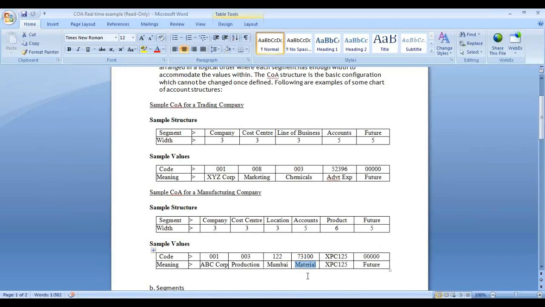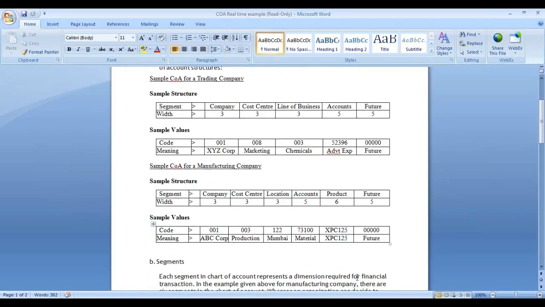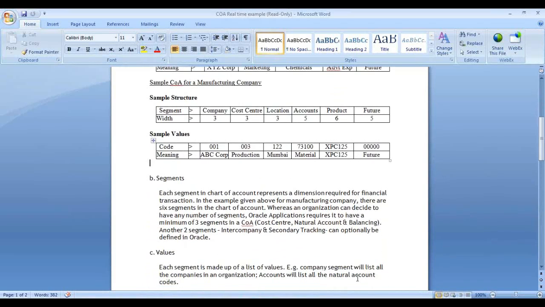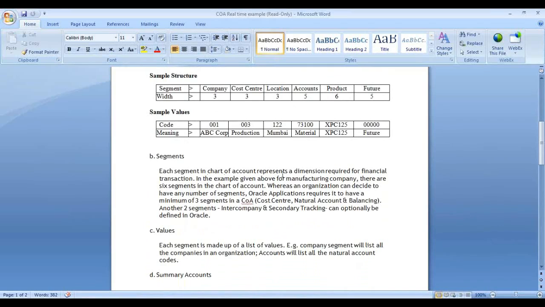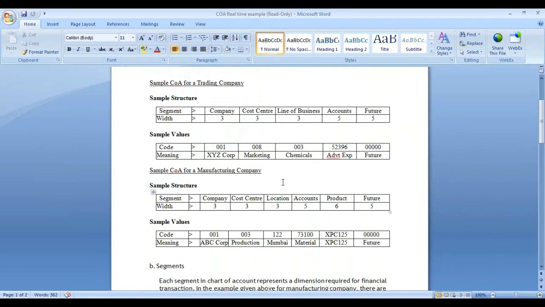So here these are only samples. Like this, there will be many lists of values defined. So we'll see how to design this and how to enter these lists of values too. So this is one example of a manufacturing company. So this says a segment in chart of account represents a dimension required for a financial transaction. Say for a manufacturing company there are 6 segments.